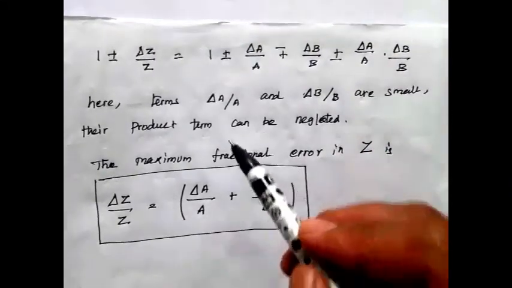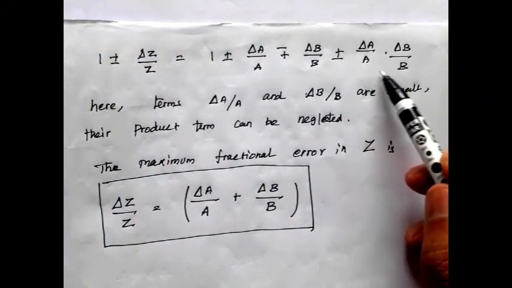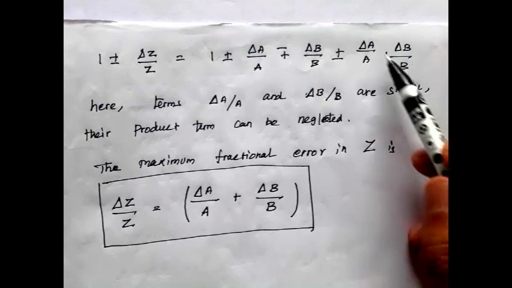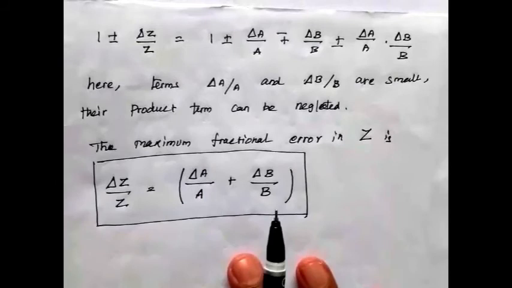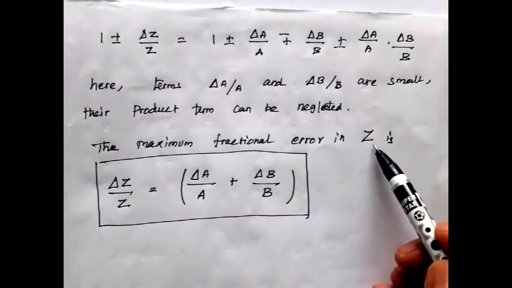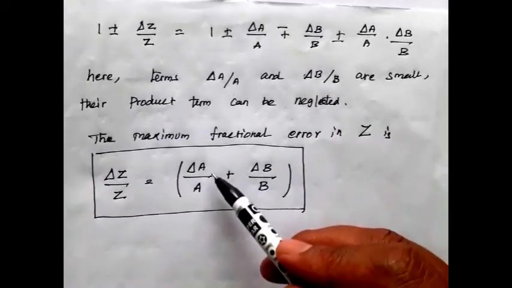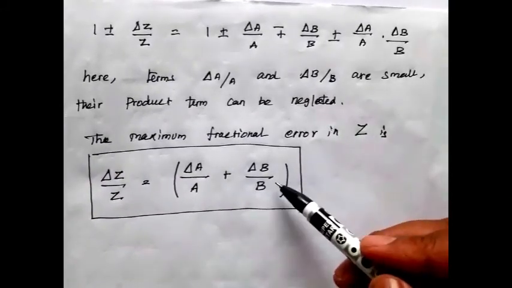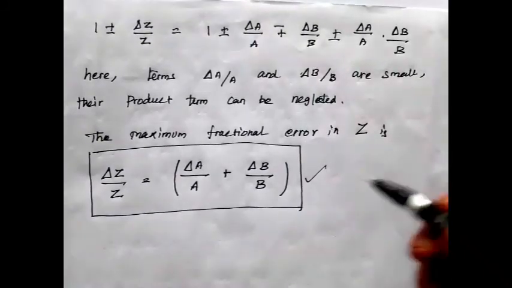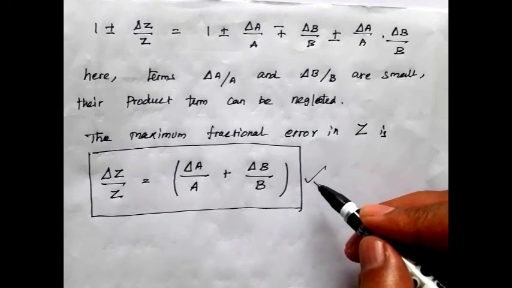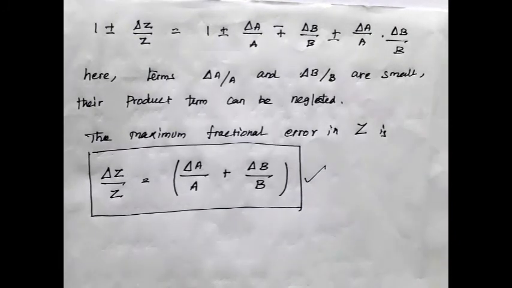இந்த டேர்மில் இங்கே del A and del B are small values. ஸோ அதனால் இந்த del A by A into del B by B நெக்லெக்ட் பண்ணிடலாம். அப்போ what is the final answer of the maximum fractional error, del z by z will be equal to del A by A plus del B by B. Okay, this is the final answer. We are using this formula to find the error in division. Okay students, it's a very important one.